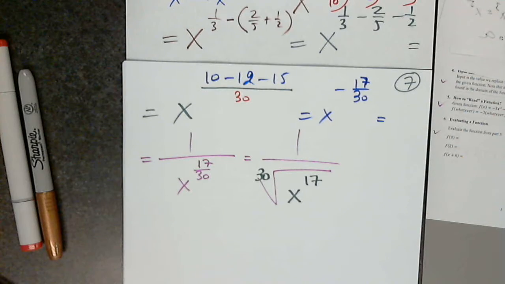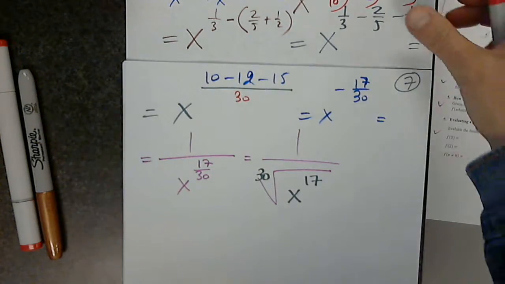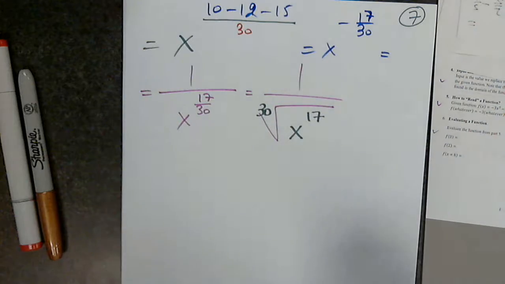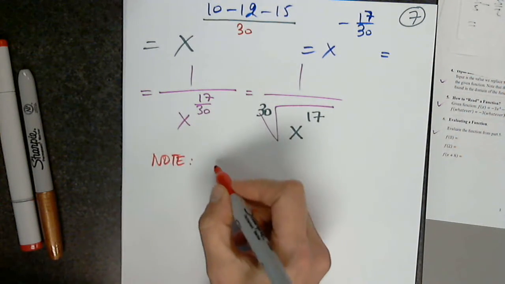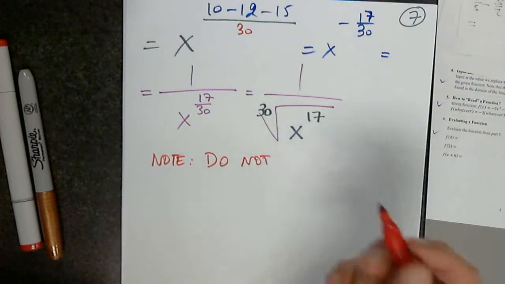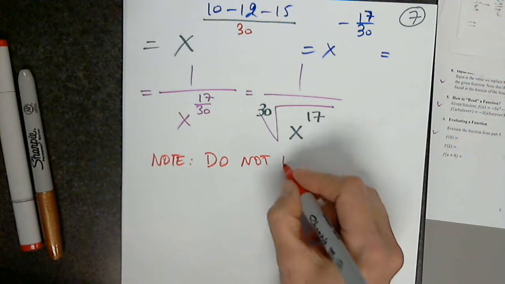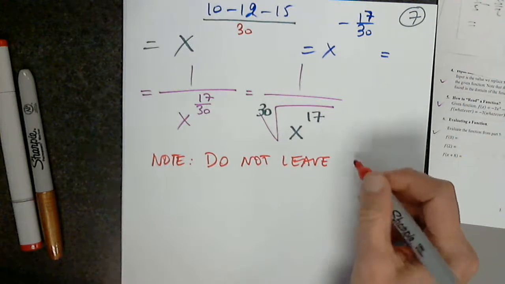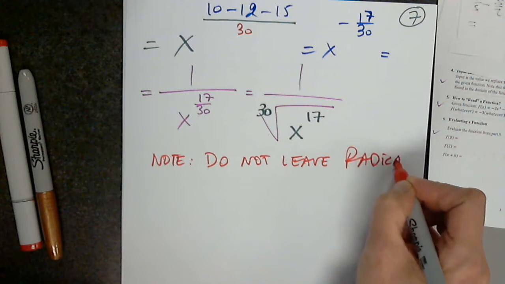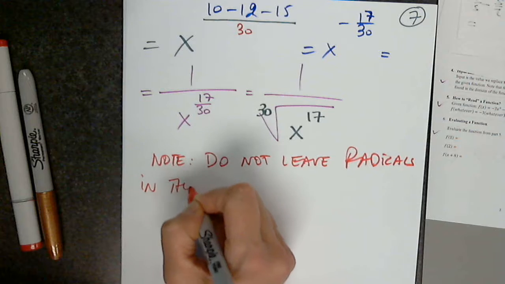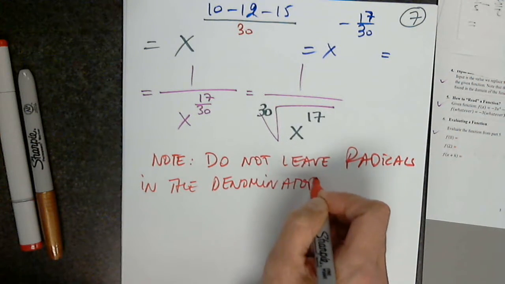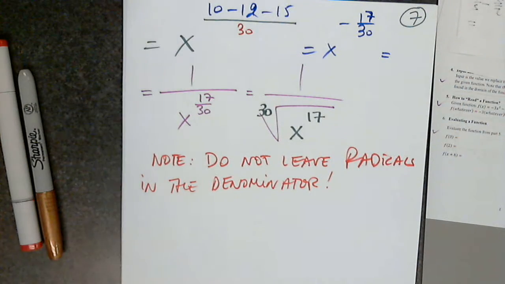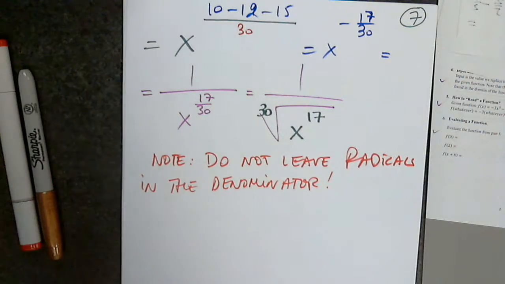Stay with me. I have a question now. I should write a note. Do not, this comes in the next page. Do not leave radicals in the denominator. The question is, what should I do with it? Erase it? How do I make it disappear? So here's how I make it disappear.